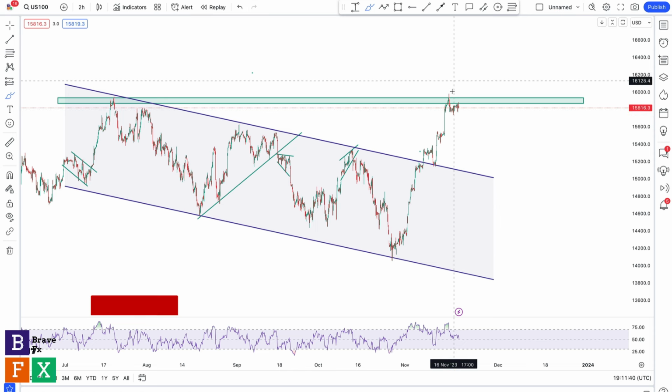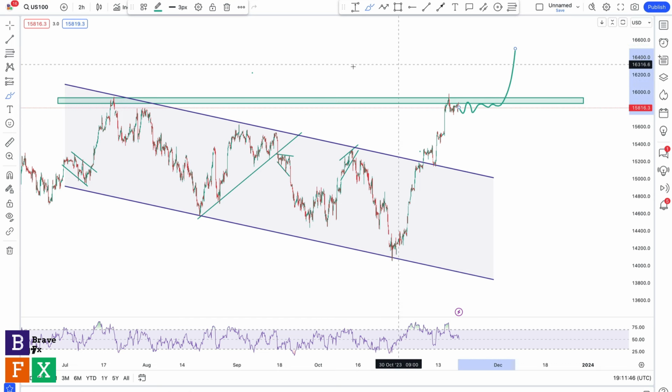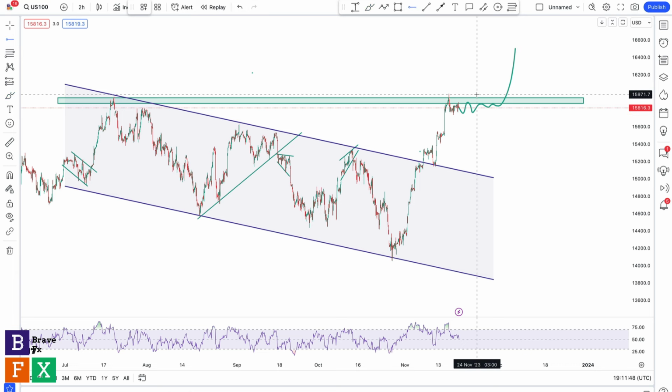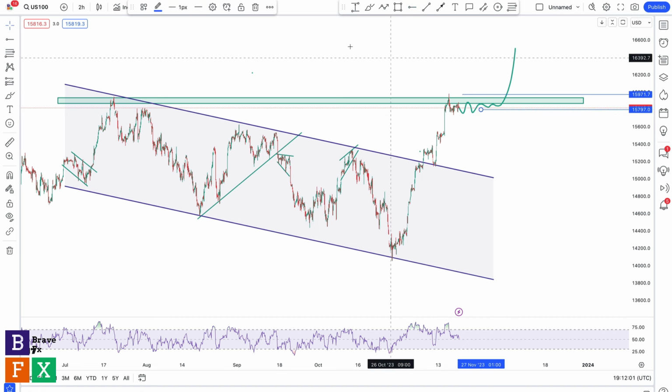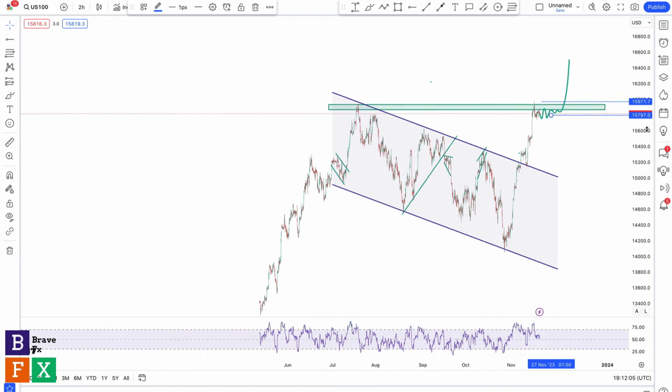I'm going to wait for a consolidation over here and a bullish breakout to go long. This is how I'm going to trade US 100. We've been doing it like this. It's been working just fine, so why stop? This gives us a better risk to reward ratio because the stop loss is going to be underneath the consolidation, at least of the breakout, and we're just going to trail our position as we go higher.